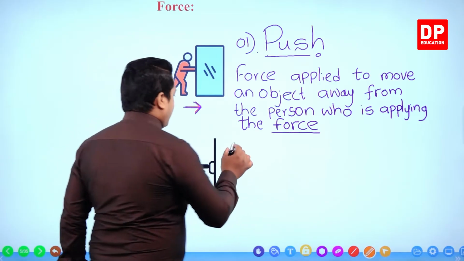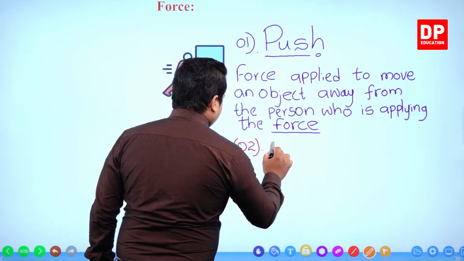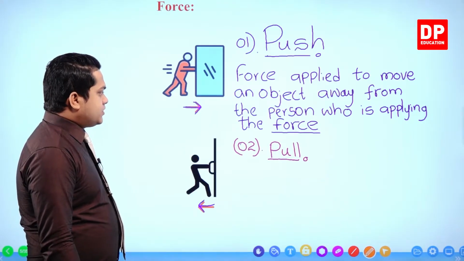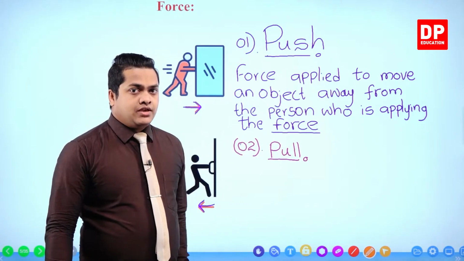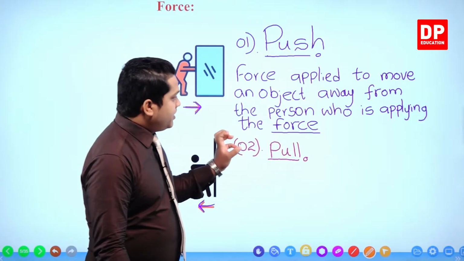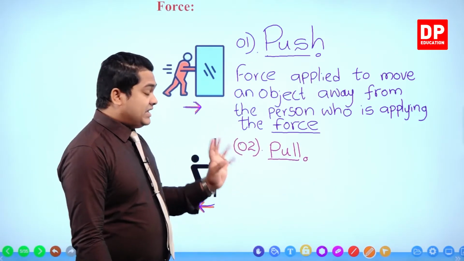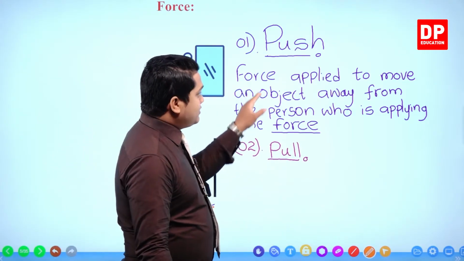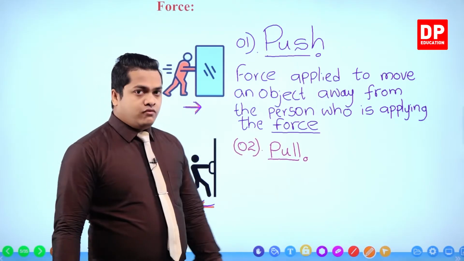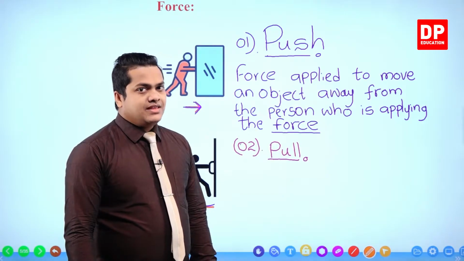Now this is called a pull. So I'll use a different color pen. Number 2, pull. Right? Pull. So when a pull is applied, you know what's going to happen? The opposite thing of the push. When pushing, force is applied to move an object away from the person who is applying the force. However, now we are discussing pulling. The opposite thing. What is the opposite thing? Force applied to move an object not away, but towards the person who is applying the force. If towards, then it is a pull. If away, then it is a push.